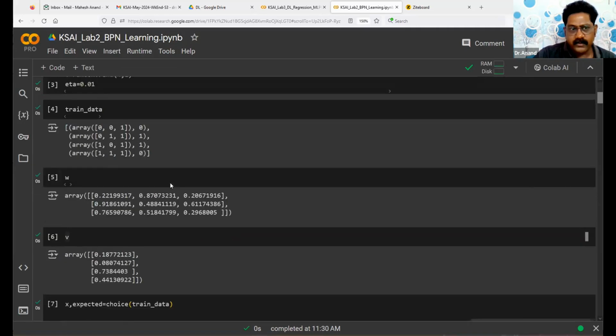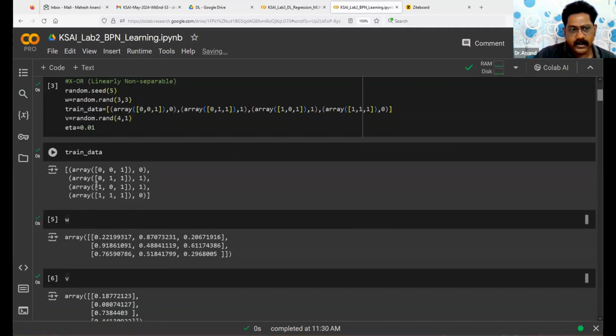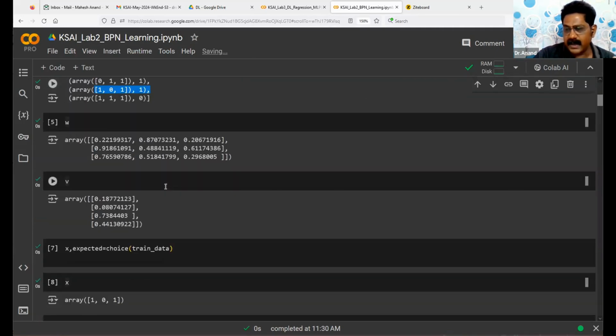For 10, what is the target? For 10, the target is 1. Okay. The third record I have taken randomly. So these are randomly initialized weights.